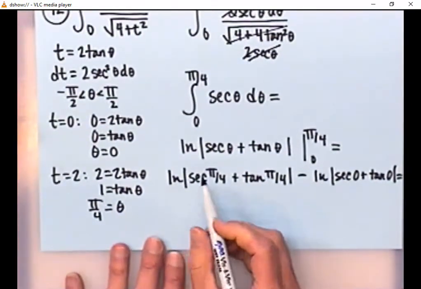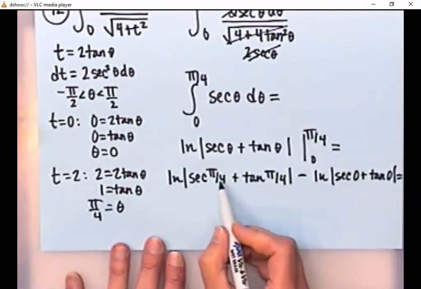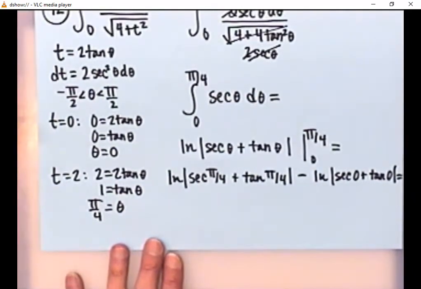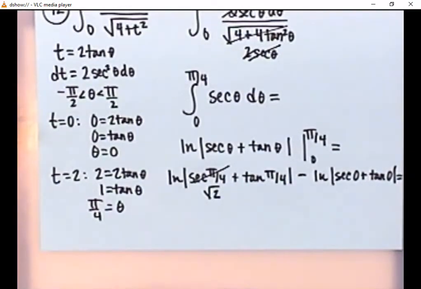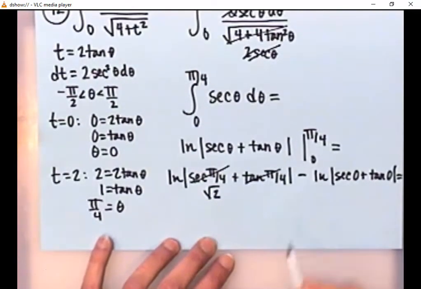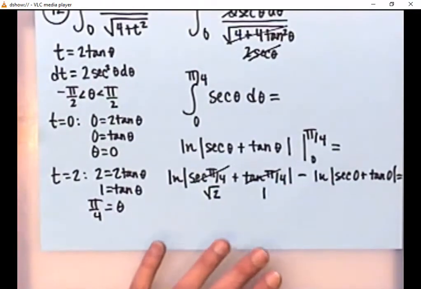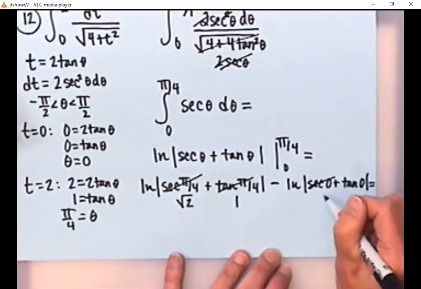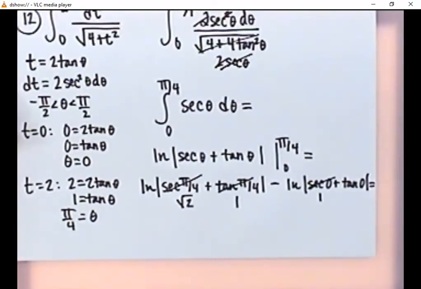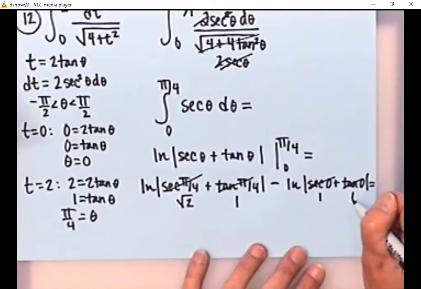So let's see if I remember what each of these are. The secant at pi over 4: the cosine there is square root 2 over 2, so if you flip it over and simplify, that becomes just square root of 2. What's the tangent at pi over 4? That is 1. What's the secant at 0? Same place, cosine is 1, so secant is 1. And tangent of 0 is 0.